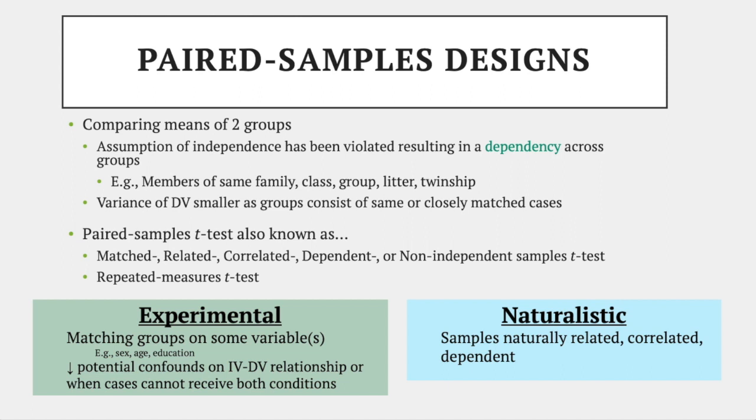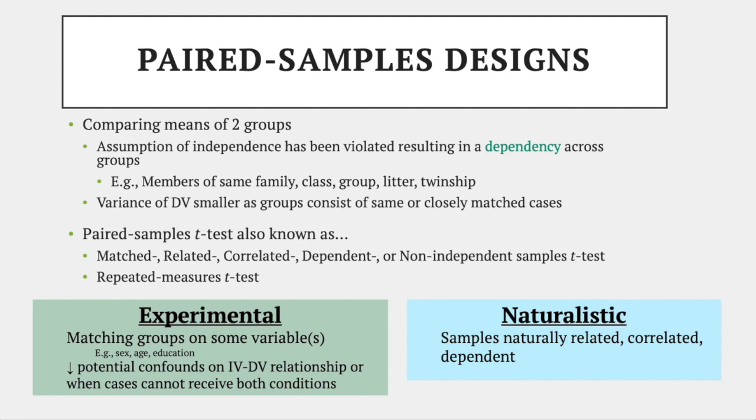Now note the paired samples t-test is also known as the matched pairs, related samples, correlated samples, dependent samples, non-independent samples t-test. It's also sometimes called the repeated measures t-test. They're all saying the same thing. Of course, in stats, we just like throwing out as many synonyms as possible.